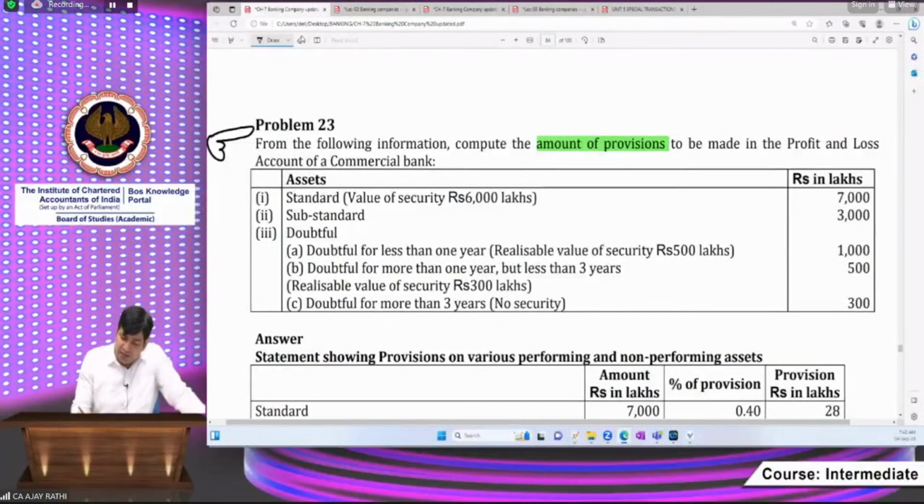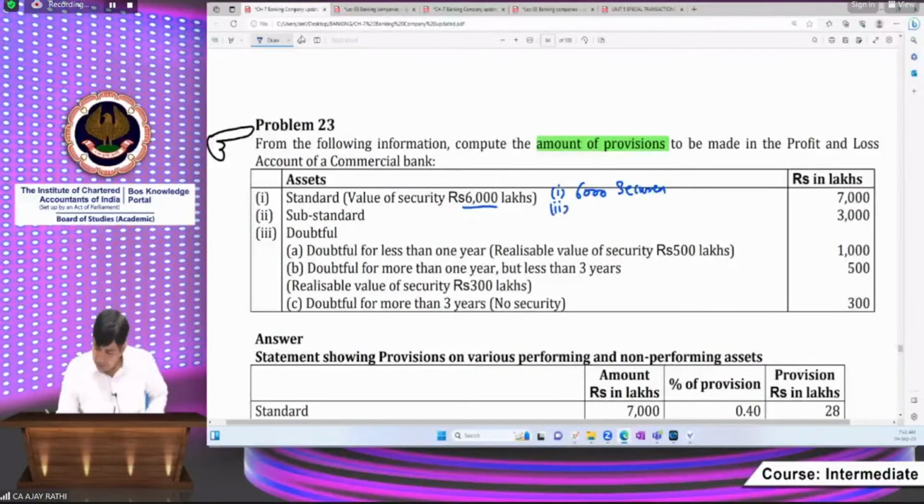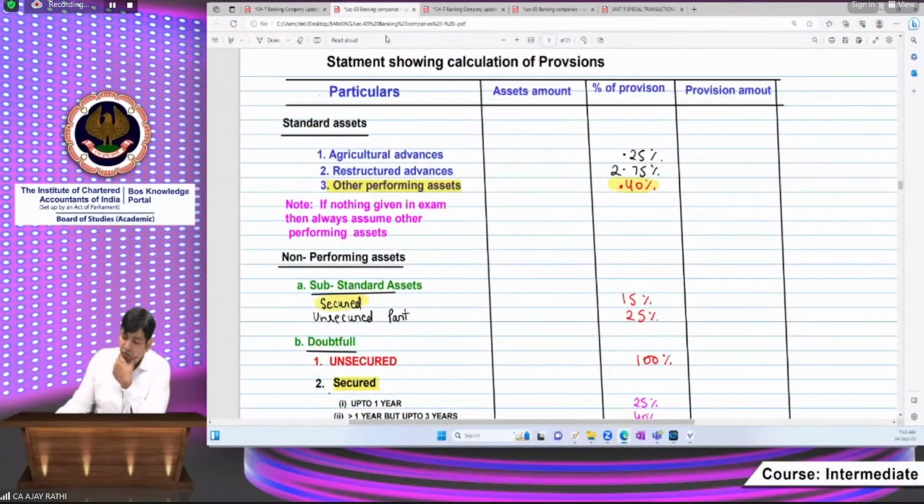Let's start. So, standard assets is there, and if nothing is given, then always we pre-assume that such are secured. Yes, sir. And still, the question has already given us the security. Now we cannot pre-assume. We have to check how much security is there. So only to that extent can we assume that such are secured. It means now we have two parts of such standard assets. One is 6,000 lakhs, that is the secured part, and another is 1,000, that is the unsecured part. Can you please check and tell me how much percentage you will apply for the standard assets?